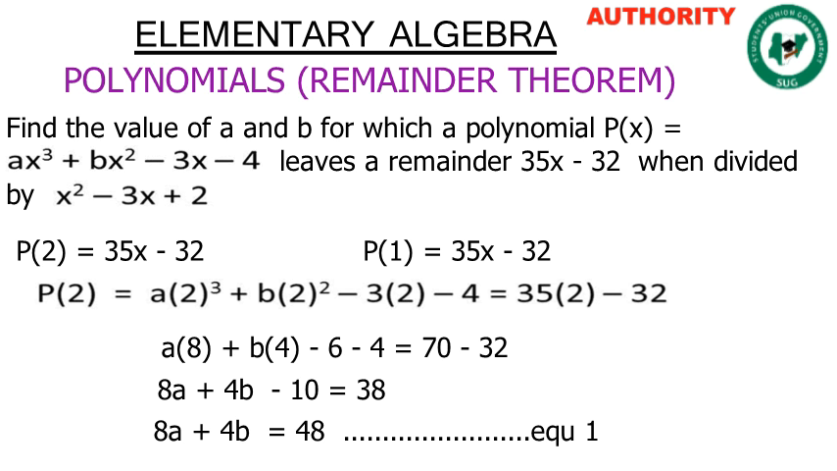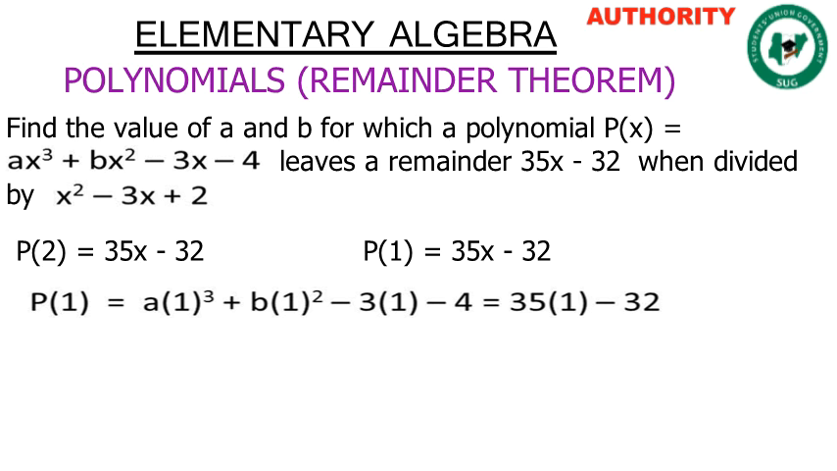Now let's go. You know, our second value for x is what? 1. So we're going to have p of 1. So in a function, wherever x appears, we're going to replace it with this value for x, which is what? 1. We're going to have in a function a open bracket 1 raised to the power 3 plus b open bracket 1 raised to the power 2 minus 3 open bracket 1 minus 4 is equal to our remainder 35x minus 32. So in place of x, we're going to replace it with what? 1. So we're going to have 35 in open bracket 1 minus 32.